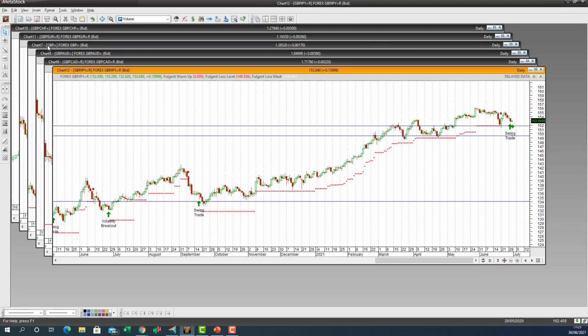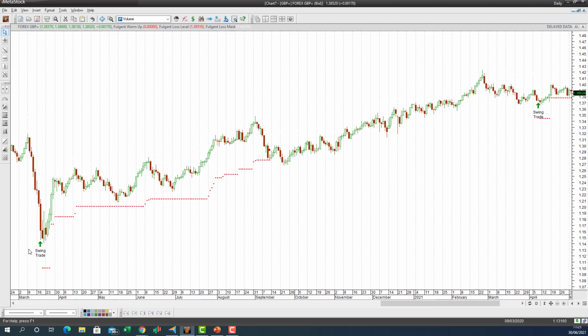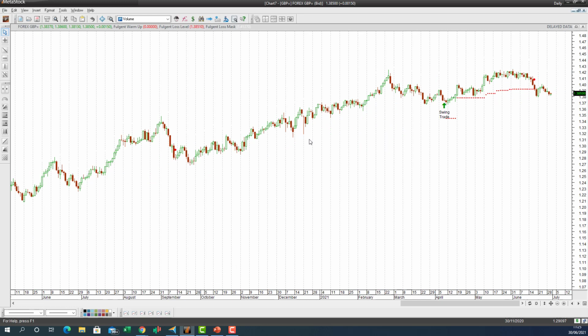Sterling euro, Swiss franc, we've done. Sterling AUD. Let's do sterling USD, one of the main pairs to trade. Now you can see back here we had a nice swing trade in March, April. It went on quite a long time, and another swing trade, a new swing trade.